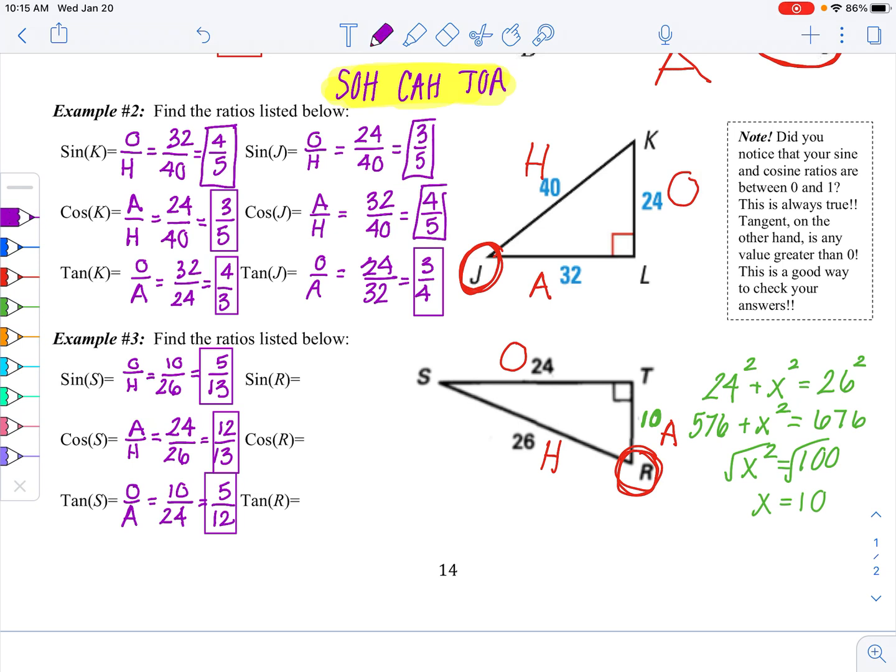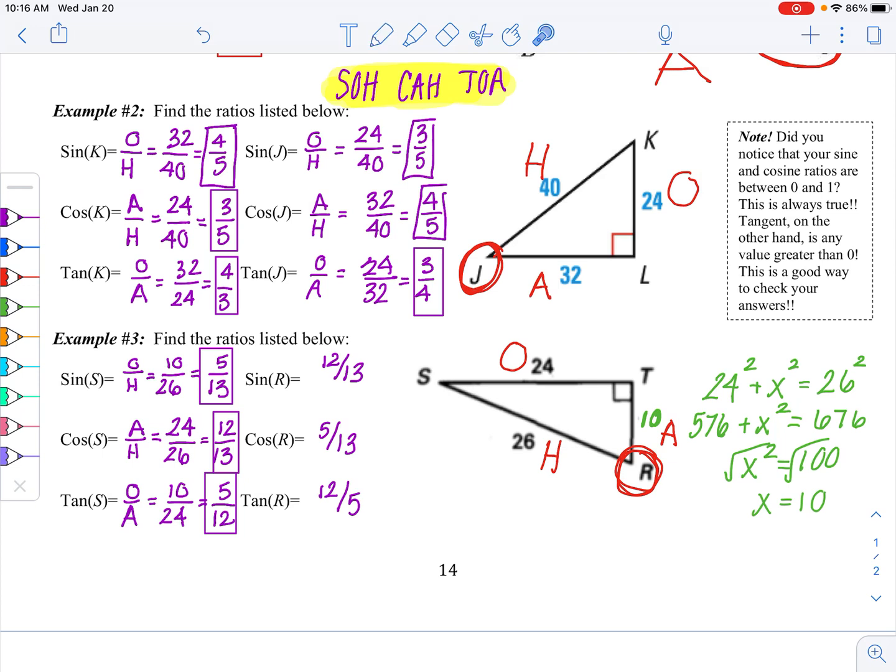Hopefully you did so. At the very end, let's check your answers. This should be 12 over 13, 5 over 13, and 12 over 5. If you were not able to get those three, please go back, look at the work we've done for the past two examples, make sure your SOHCAHTOA is correct, and make sure that you simplified.